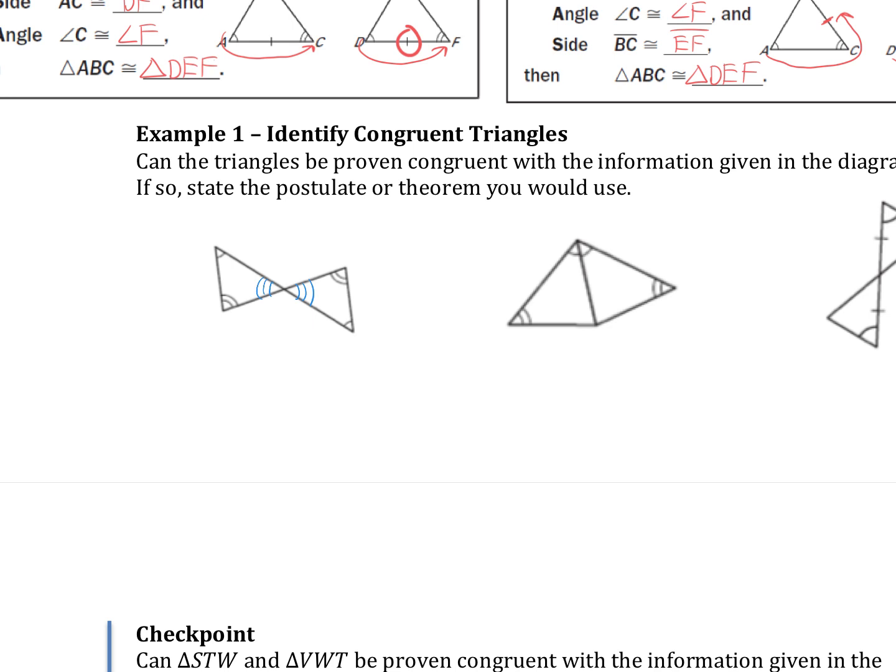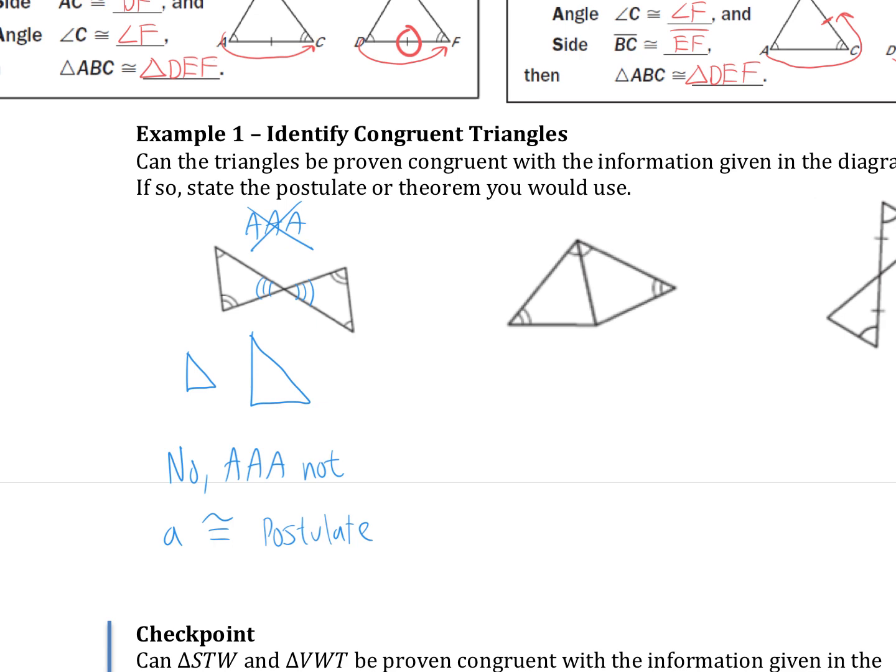But is there such a postulate as angle, angle, angle? Is that a thing? It is not. You could actually have two triangles with all the same angles that are different sizes. For example, you could have a triangle like this and a triangle like this that have the same angles, but they're also different sizes. So this is going to be no, okay? So we're going to say no, angle, angle, angle, not a congruence postulate.